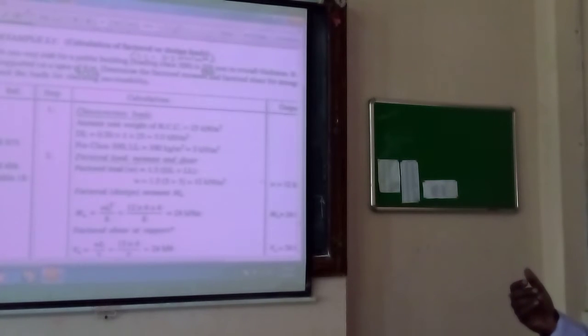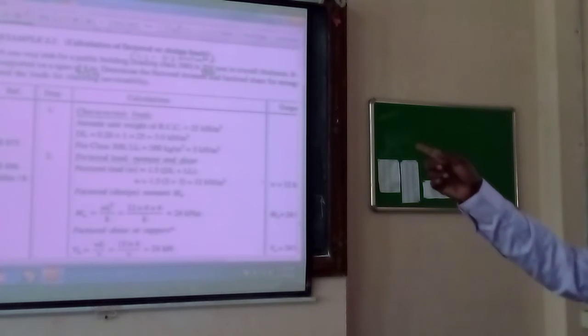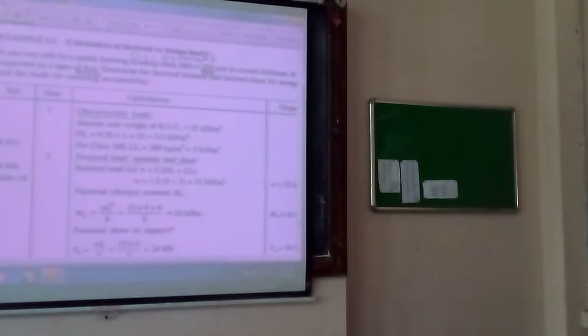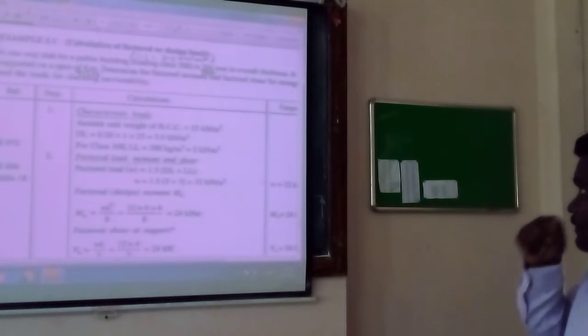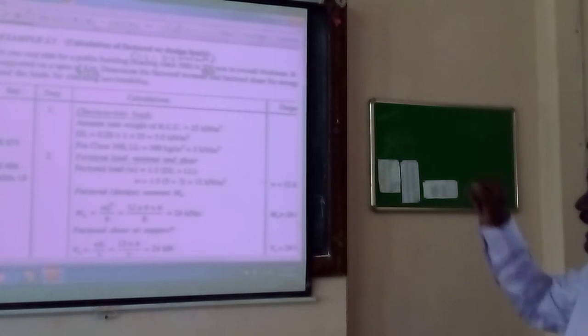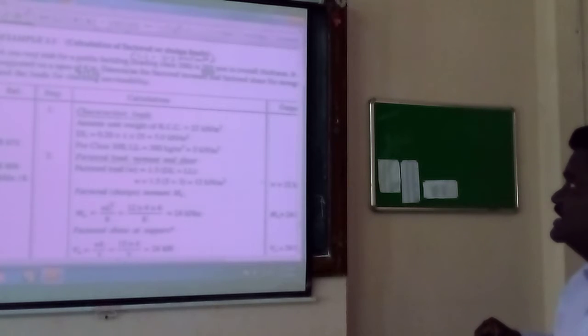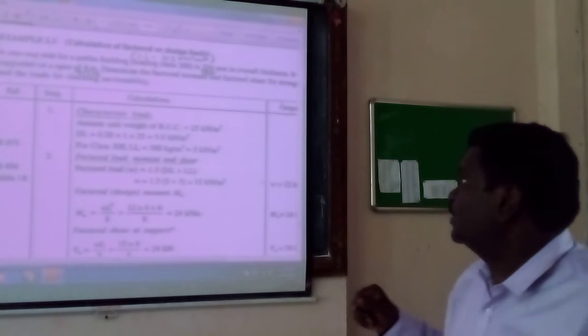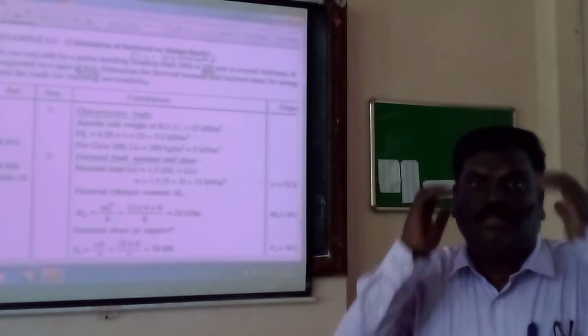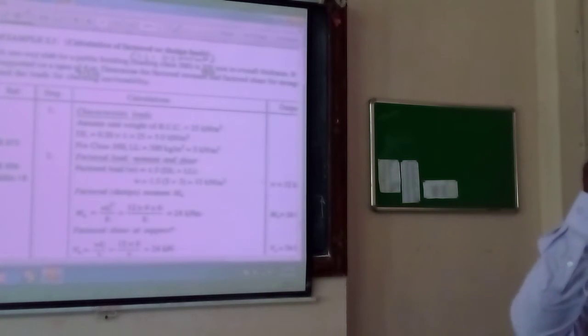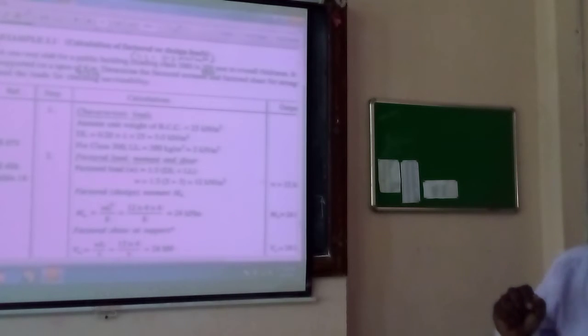You have one way slab for a public building. Take down. This problem is given loading, don't take it like that. Live load is equal to 3.5 kN per meter square. Write down. Within bracket, live load is equal to 3.5 kN per meter square. Close the bracket.